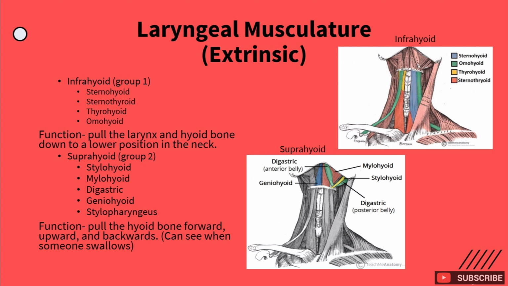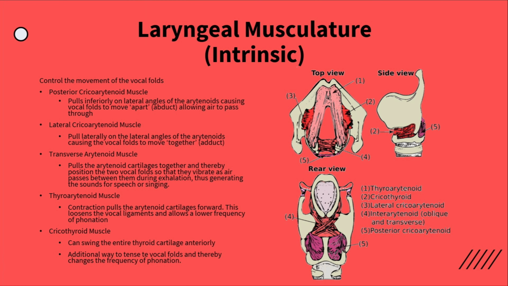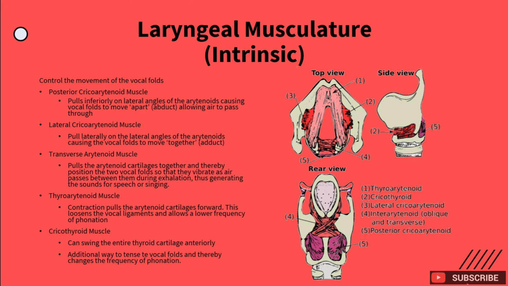Alright, and in the second group, you have your suprahyoid musculature, and those are listed as well. Their function is to pull the hyoid bone forward, upwards, and backwards. And this can be seen when someone is trying to swallow. Now we're getting into the intrinsic musculature of the larynx, and this is to control the movement of the vocal cords. There's quite a few of them, so we're going to take them one at a time.